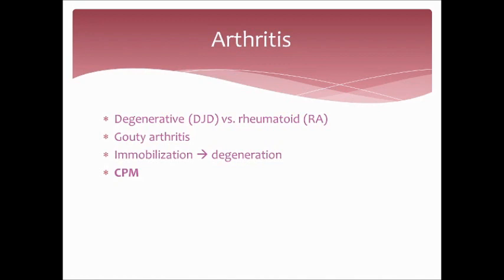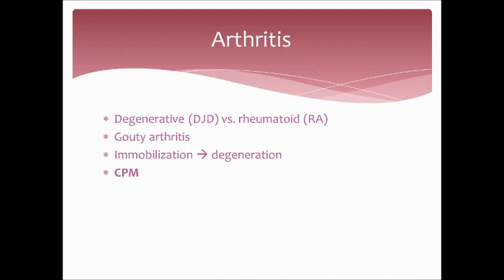Gouty arthritis is an infiltration of uric acid, and generally crystals deposit in your joint margin. This usually happens due to your diet. So if you eat a lot of aged cheeses and organ meats like liver and wine, you could get gouty arthritis at some point in your life.